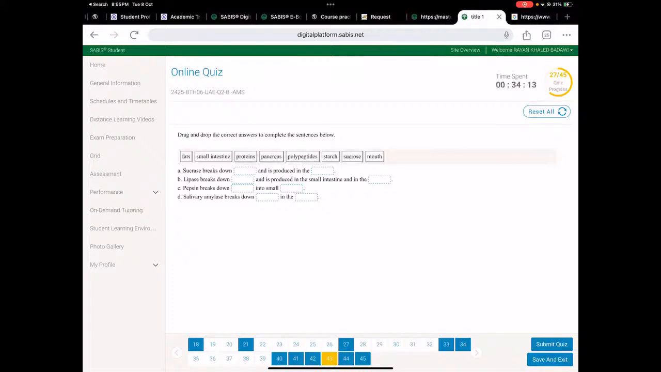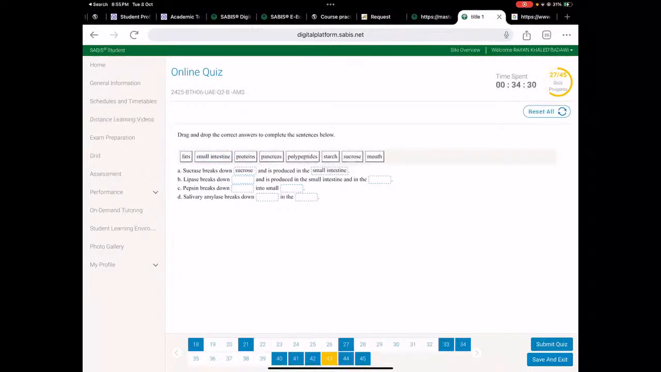Remember, sucrase breaks down what? Sucrose. And what produces it? The pancreas. No, not the pancreas. I think it's the liver. Not the liver, sorry, not the liver. The intestine. Small intestine.